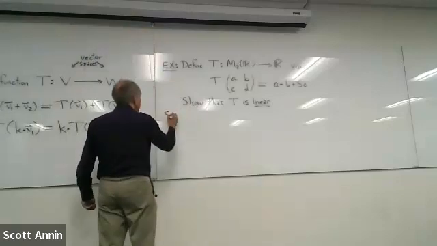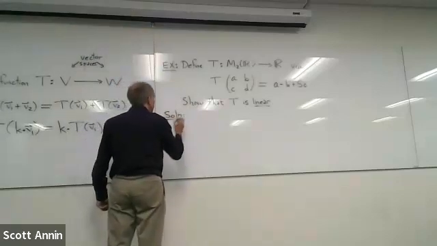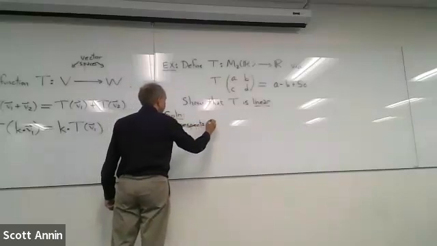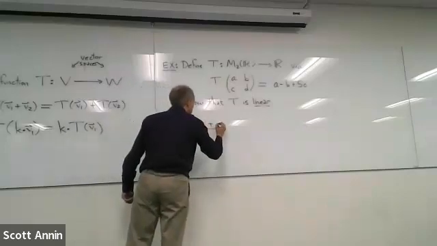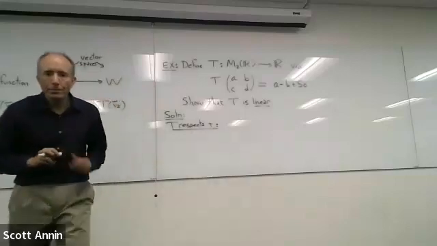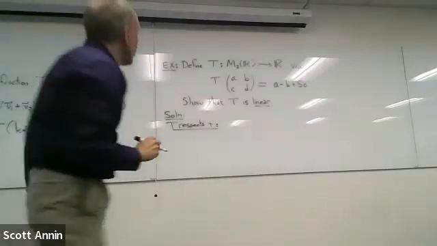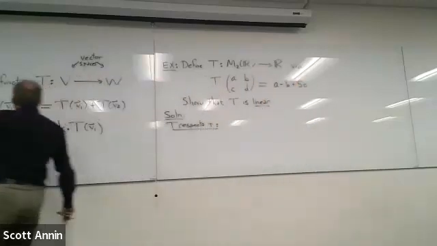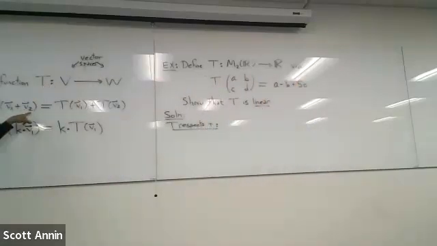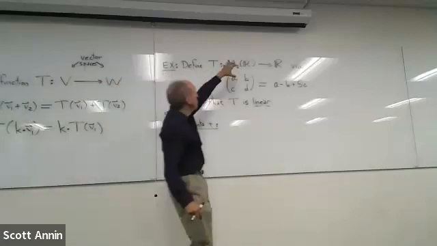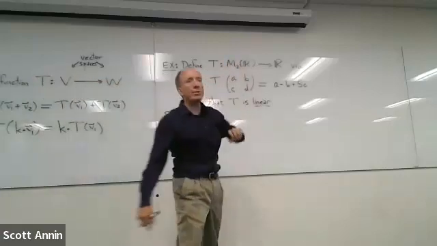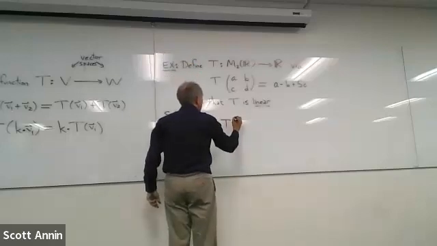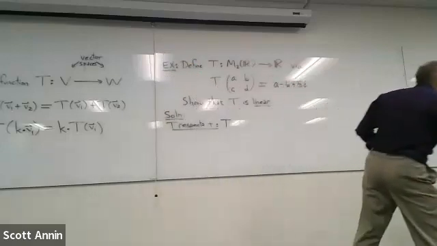So for the solution, see if we can do this now. I'm just going to show that T respects addition. I'm going to start with this one. So what do I have to do for addition? I have to take two vectors from V. So that would, in this example, that would be two 2x2 matrices. So it would look something like this.